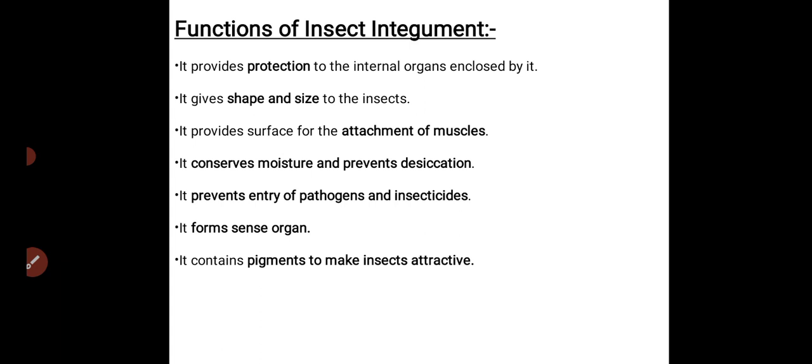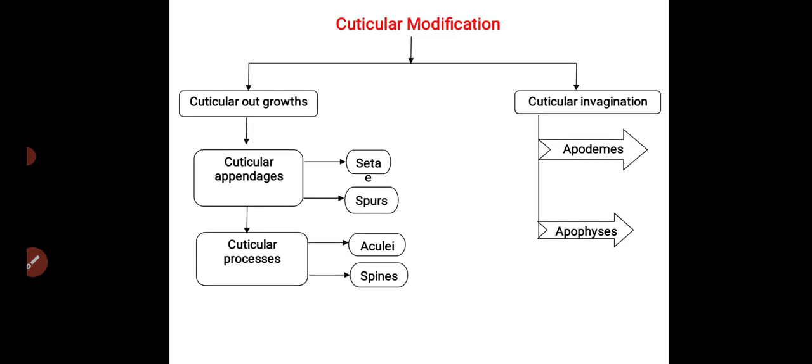After that, functions of the insect integument. It provides protection to the internal organs that are enclosed by it. It gives shape and size to the insects. It provides surface for the attachment of muscles. It conserves moisture and prevents desiccation. It prevents entry of pathogens and insecticides. It forms sense organs. It contains pigments, making insects attractive.